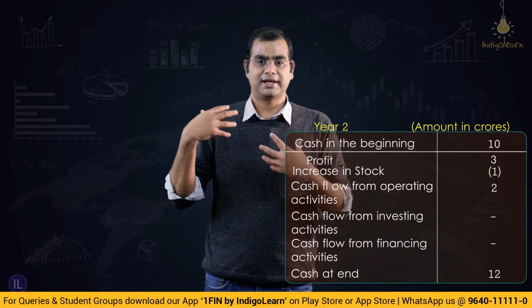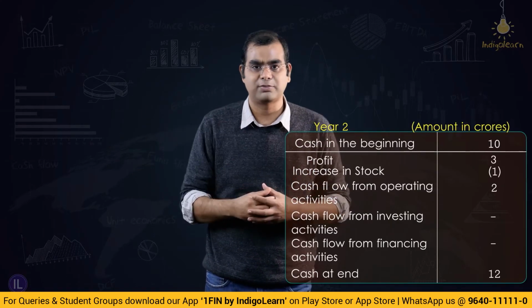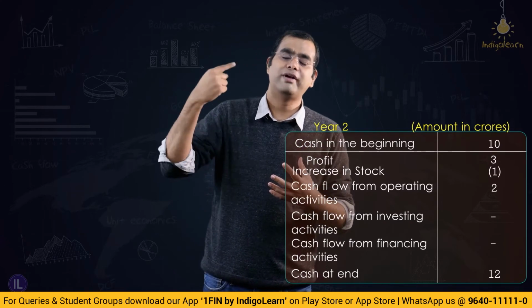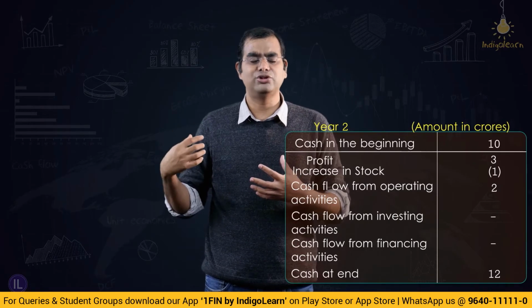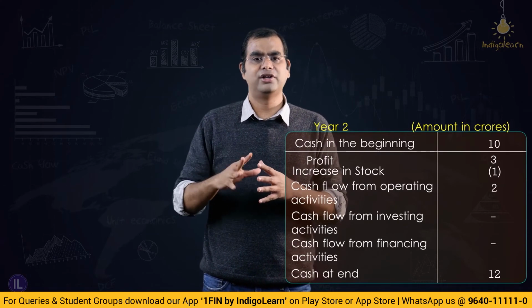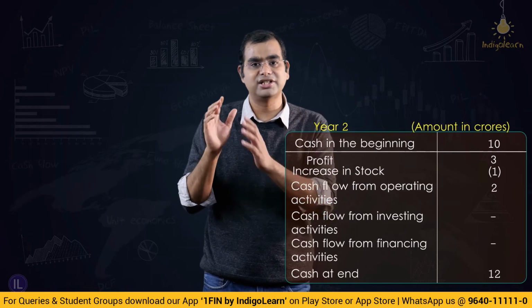So even though your profit is 3, entire profit is not your cash profit, because whatever cash you got, out of that 1 more crore you went and spent and purchased extra stock. That stock is lying with you as at the end of the particular period, on the last day of year 2. So that stock is not in the form of cash, it is in the form of stock.